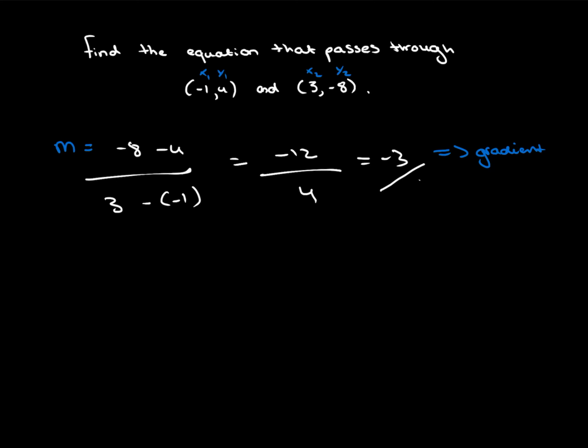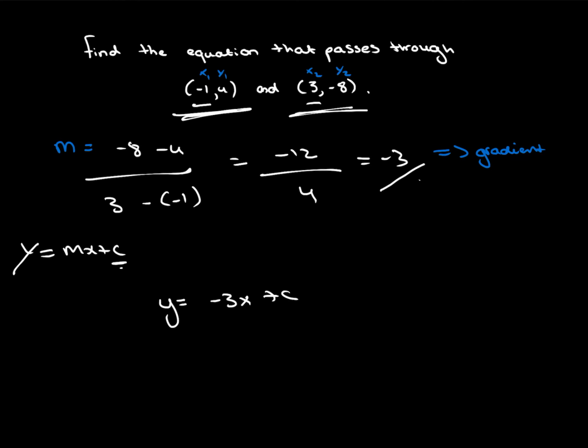Now, using our slope-intercept form, we need to find the value of c. We don't know it from these values because there's no 0 in the x values, so we don't know our y-intercept. So what do we do? We plug one of these points into our equation. Our equation is y is equal to minus 3x plus c, and we need to find c. We've got the values of y and x, so we just plug them in.